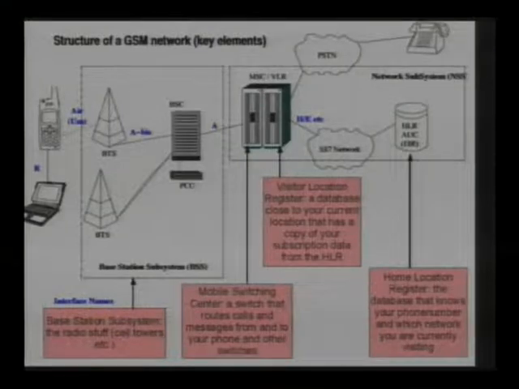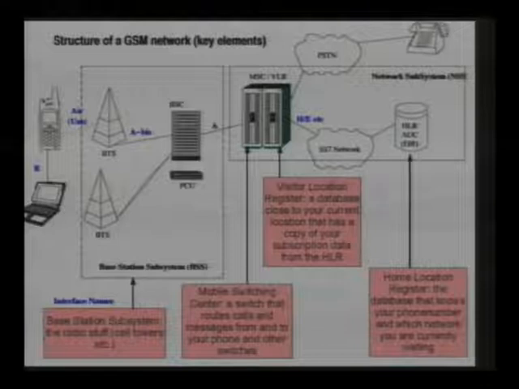So, a very simplified structure of a GSM network. I tried to make it as simple as possible. On the right-hand side here, we have the home location register. It's practically just a database that holds your subscription data, meaning it knows your phone number, your SIM card number, what calls you are allowed to make, and if you are allowed to use call forwarding and stuff like that.